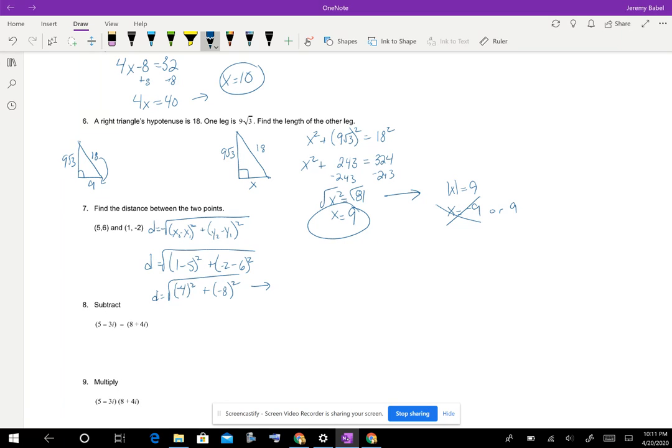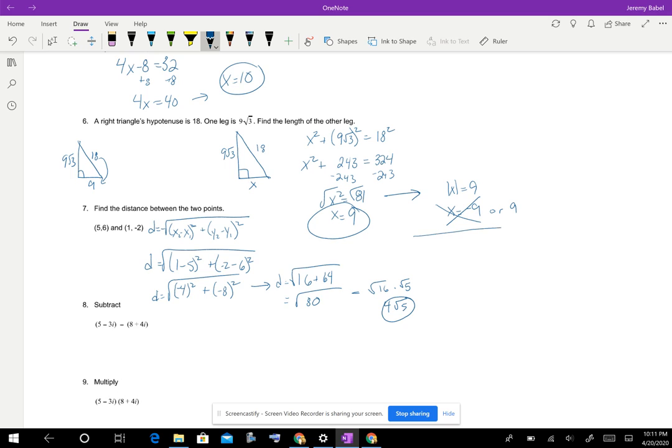And then that's going to be negative 4 times negative 4 is 16. And negative 8 times negative 8 is 64. We add that together. 16 plus 64 is 80. So we're looking at the square root of 80, which does reduce a little bit. So that would be 16 times 5. So the square root of 16 times the square root of 5. Square root of 16 is 4. So 4 root 5 is that distance.